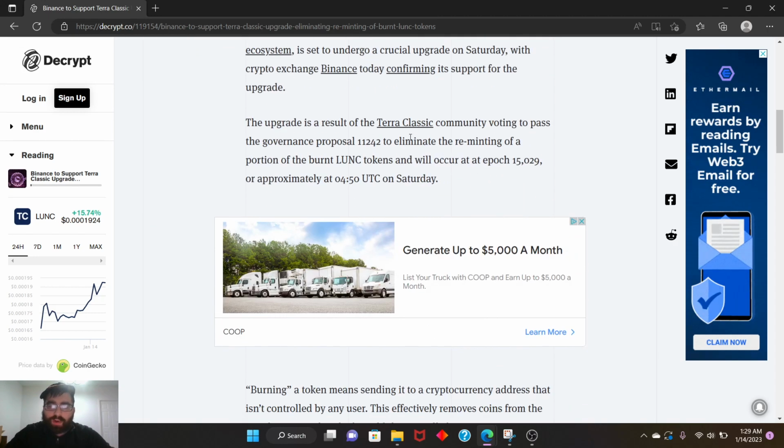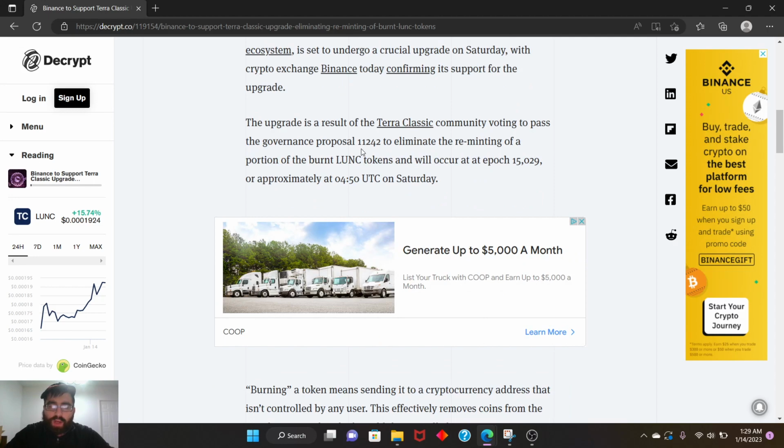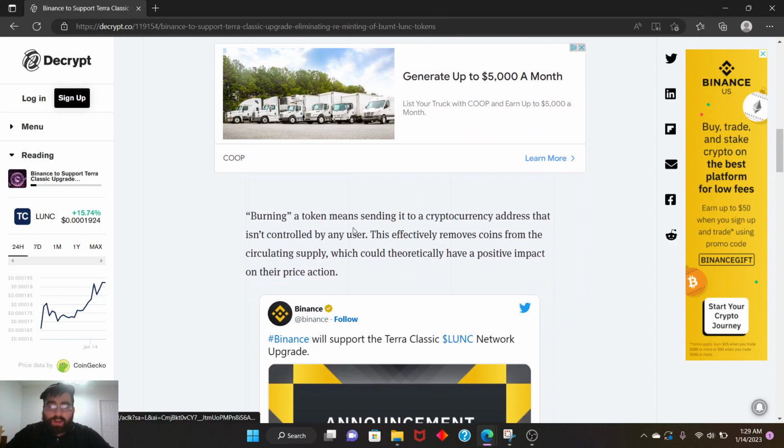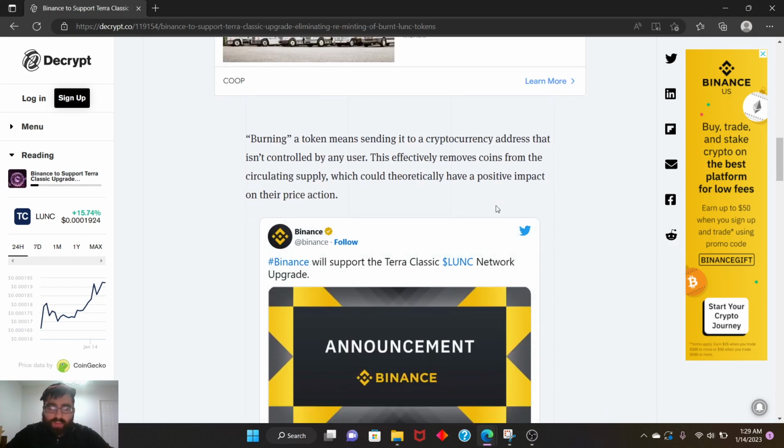The upgrade is a result of Terra Classic community voting past the governance proposal to eliminate the reminting of the portion of the burnt Luna Classic tokens that will occur at epoch, whatever, or approximately at whatever UTC on Saturday. I'm not going to read the numbers. Burning a token means sending it to a cryptocurrency address that isn't controlled by any users. This effectively removes coins from the circulating supply, which could theoretically have a positive impact on their price.